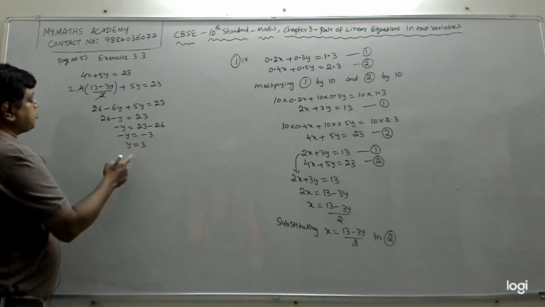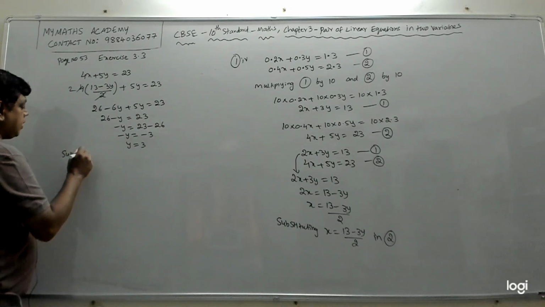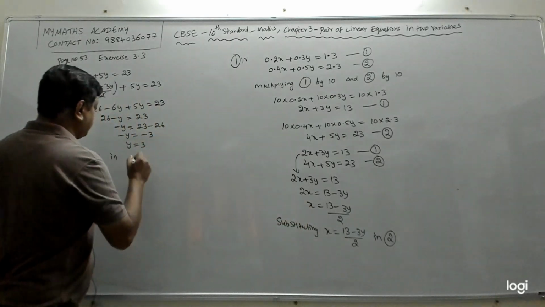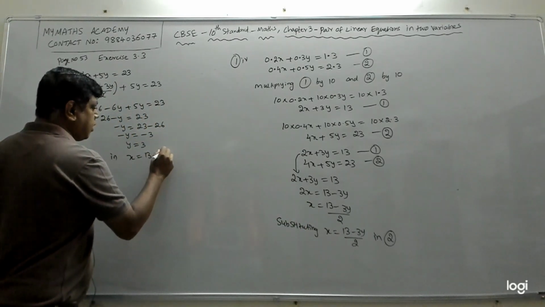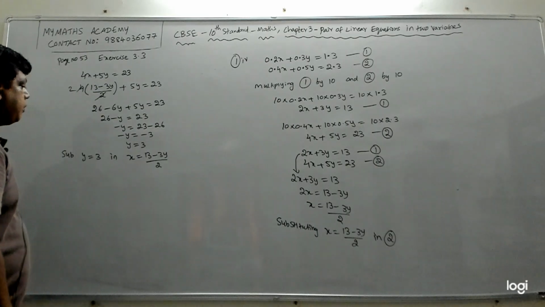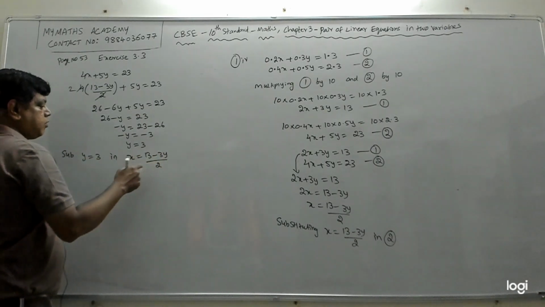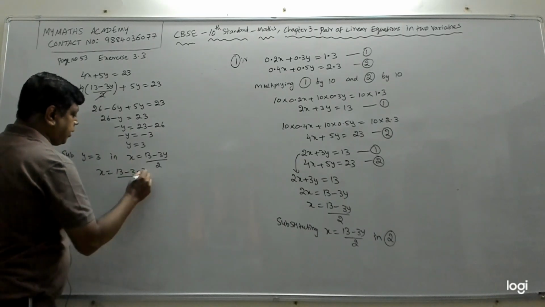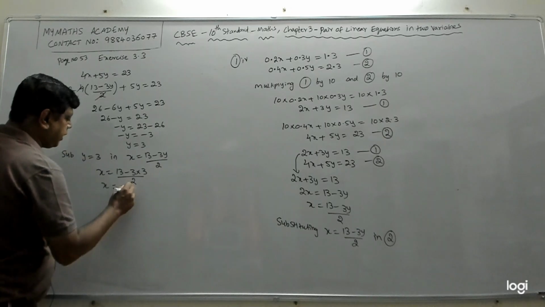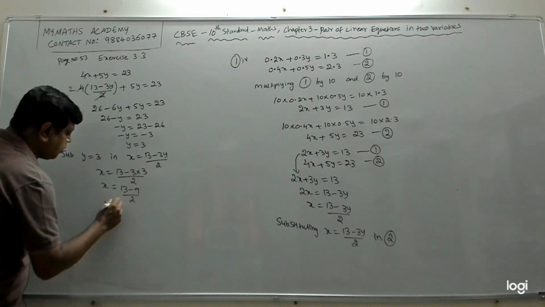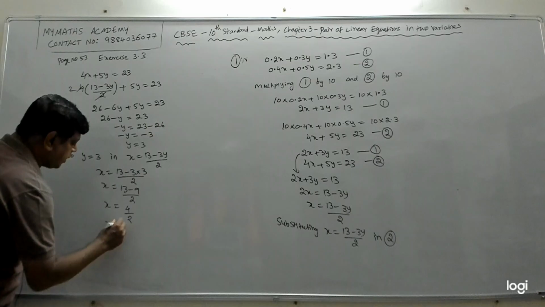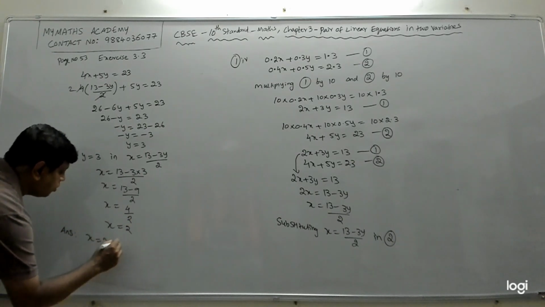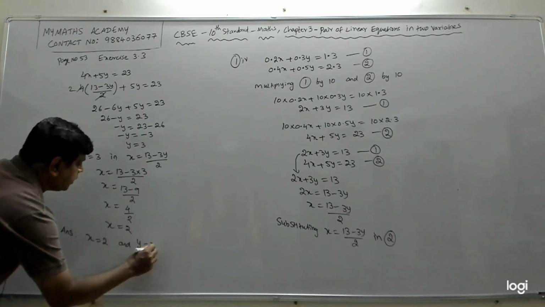Now y is 3. Now we need to find the value of x. Substituting y is equal to 3 in what? In x is equal to 13 minus 3y by 2. So now x becomes 13 minus 3 into y, y is 3, by 2. So x is equal to 13 minus 9 by 2. So x is equal to 4 by 2, which gives me x is equal to 2. So what is my final answer? My answer is x is equal to 2 and y is equal to 3.